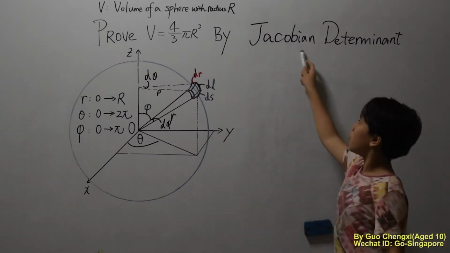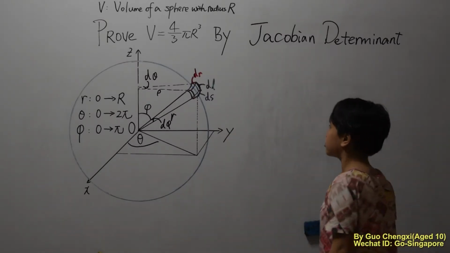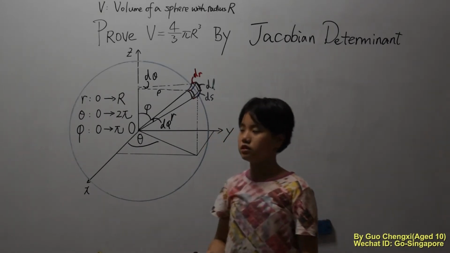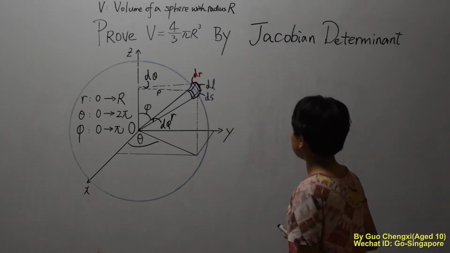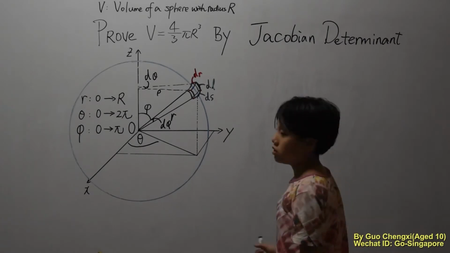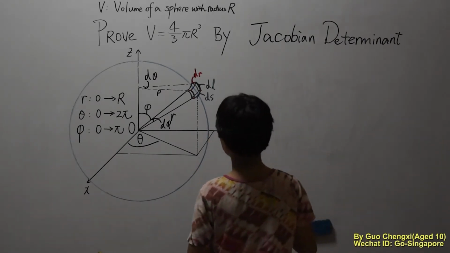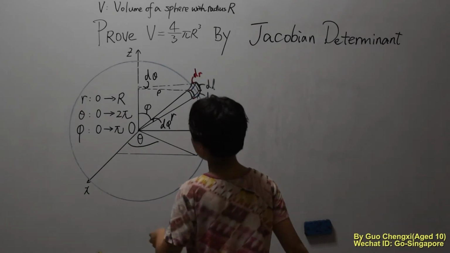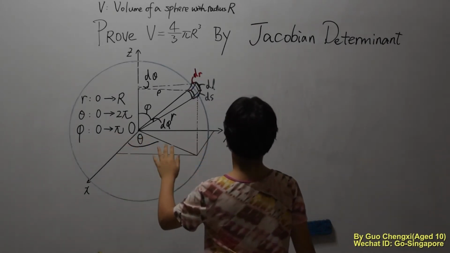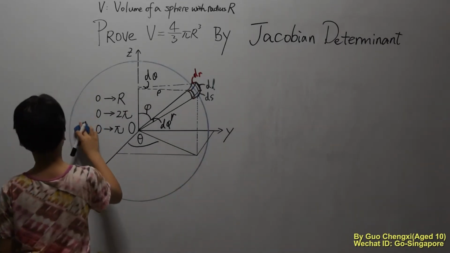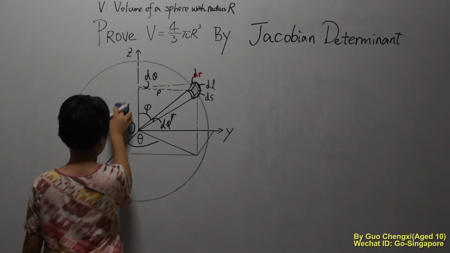So for this lesson, we'll be using this other method called the Jacobian determinant. You can also say the Jacobian method of transformation. For this lesson, we won't be using these parts, but just ignore it, okay?